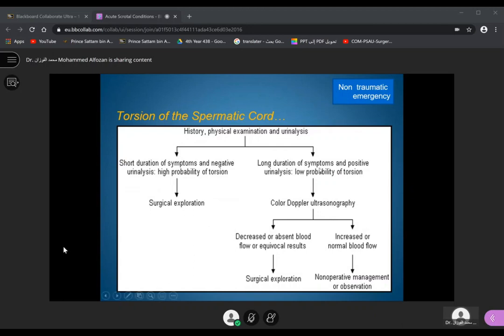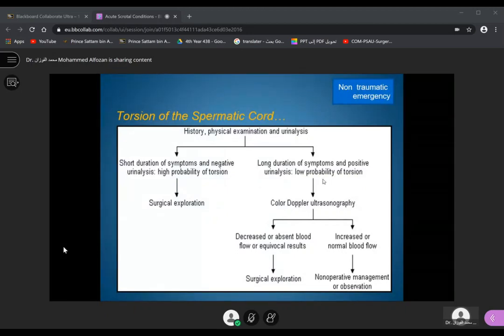But what if it's long duration? Or if the patient has a urine analysis positive for infection? If the patient comes with a few days, 4, 5, or 1 week history of scrotal pain, acute, still acute, but now it's not in favor of torsion. So it's low probability of torsion. Then, as we mentioned, you have to do color Doppler ultrasonography. Why? First, to confirm your diagnosis.